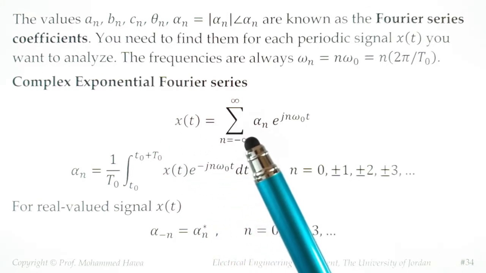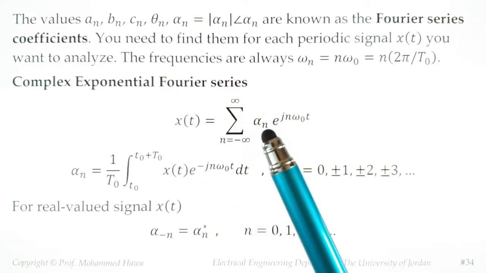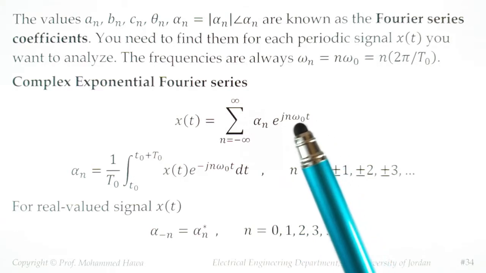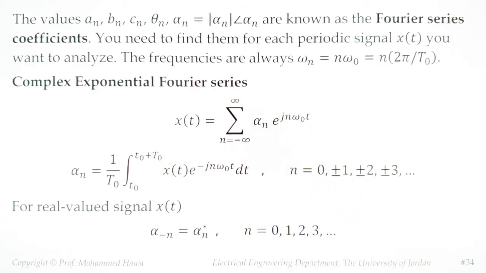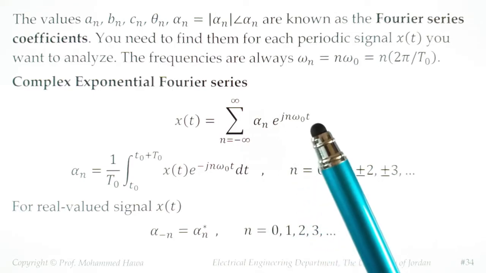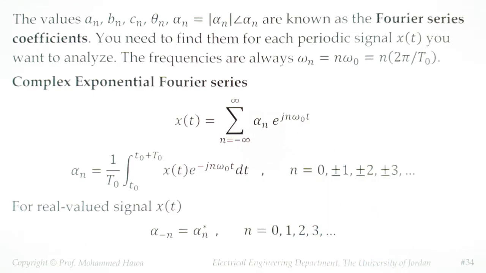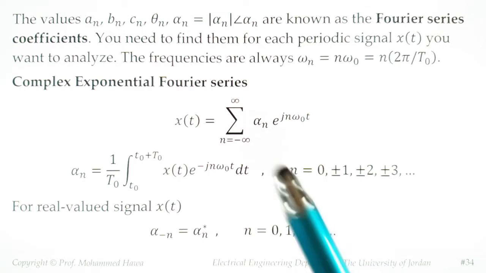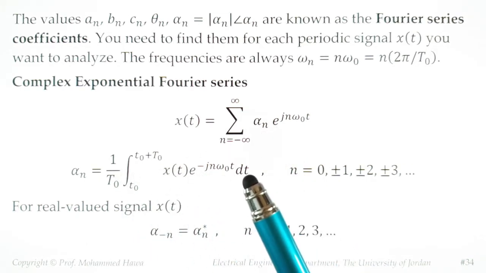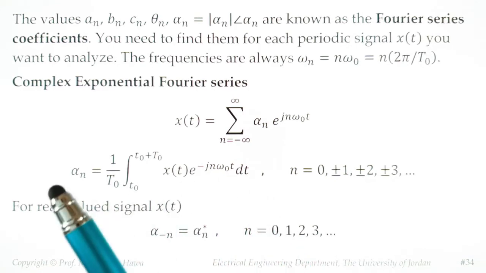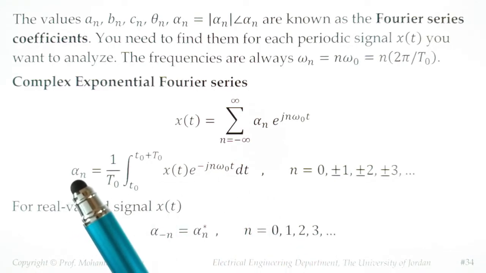The equation to find alpha n for the complex exponential Fourier series format, which says x of t equals sum n from minus infinity to infinity of alpha n e to the j n omega naught t. We know everything except this complex number alpha n. We want the magnitude and the phase. This here has the cosine, has the frequency. We can easily find the frequency. But what we want to find is alpha n. How do you do that? Calculate this integral.